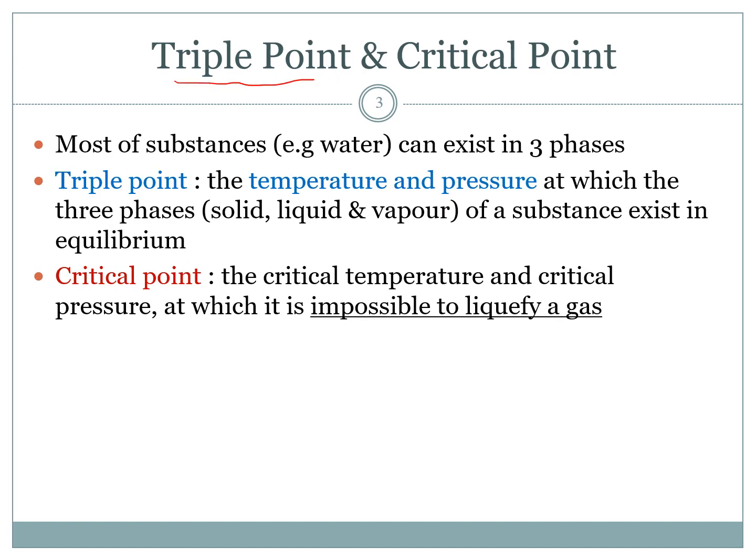Triple point and critical point. Most substances, for example water, can exist in three phases. Triple point: the temperature and pressure at which the three phases, solid, liquid, and vapor, of a substance exist in equilibrium. Critical point: the critical temperature and critical pressure at which it is impossible to liquefy a gas.